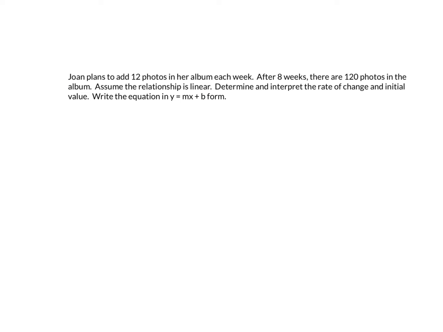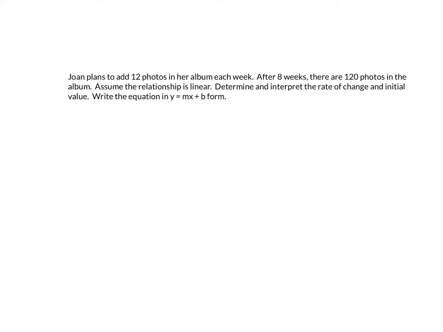So let's look at a problem that doesn't give me both the slope and the y-intercept. So let's see how we can attack this. We've got Joan plans to add 12 photos in her album each week. After 8 weeks, there are 120 photos in the album. Assume the relationship is linear. Determine and interpret the rate of change and initial value. That's your y-intercept, by the way. Write the equation in y equals mx plus b form.